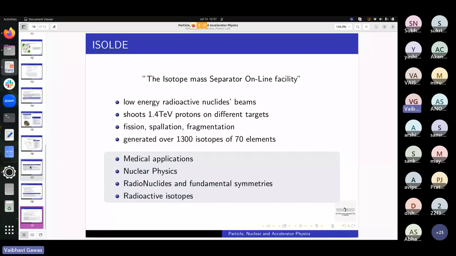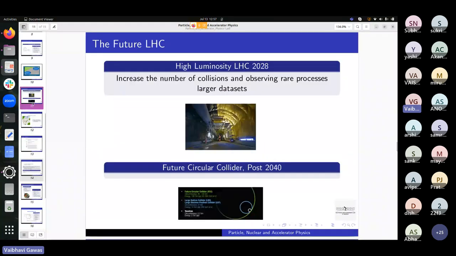Okay, I think that's the end of the session, but I'll ask Kanishka to show you one video on plasma acceleration. It's there, right?